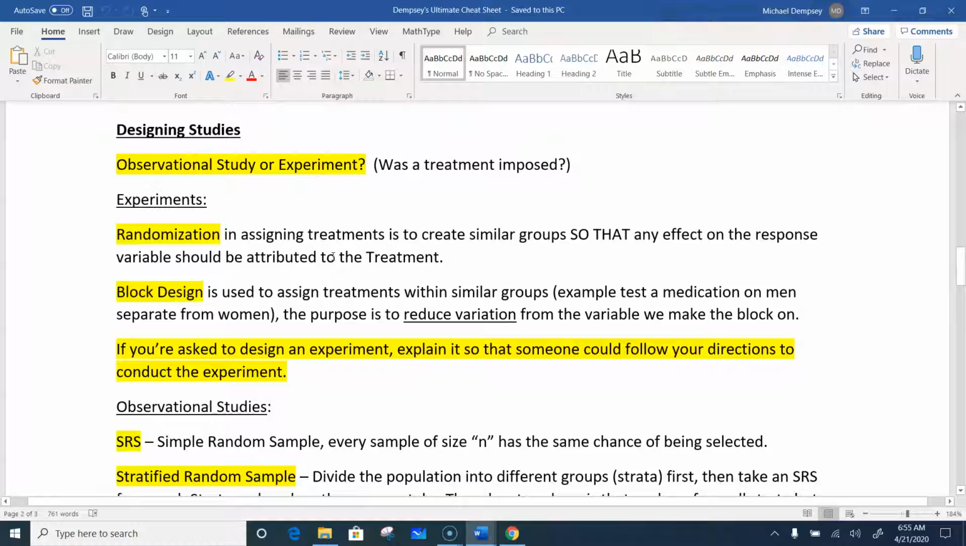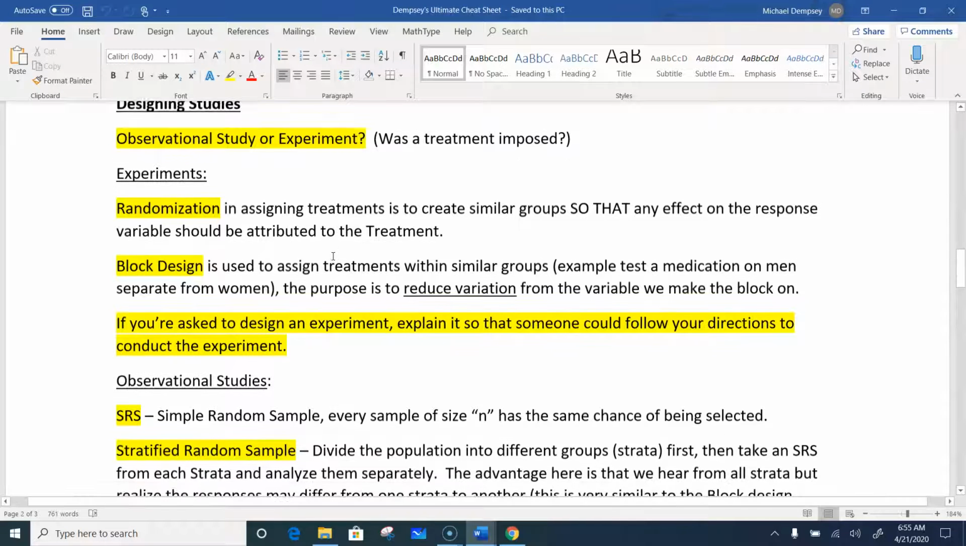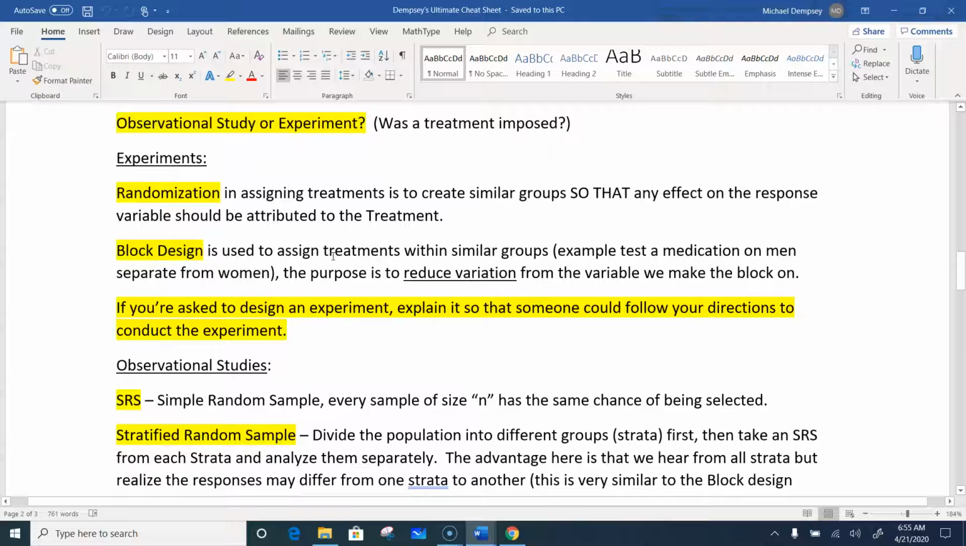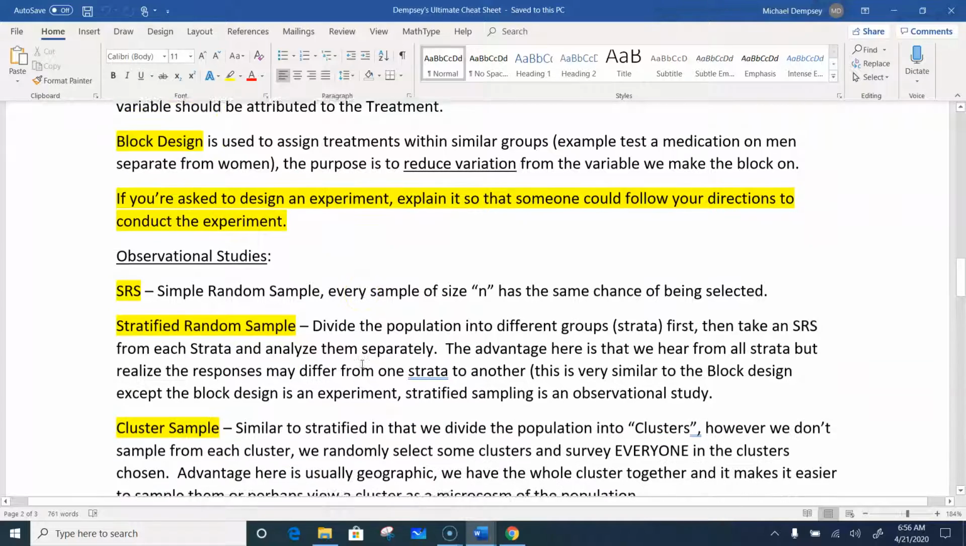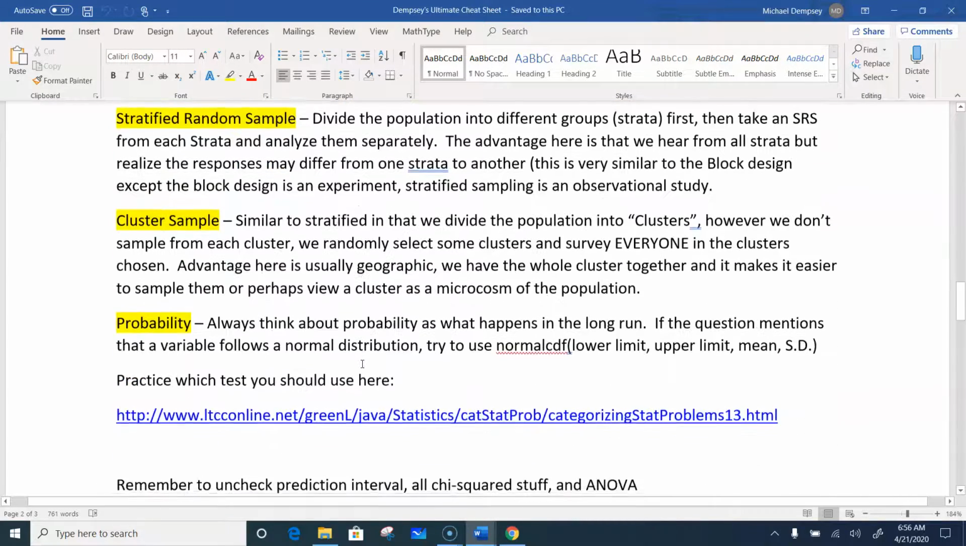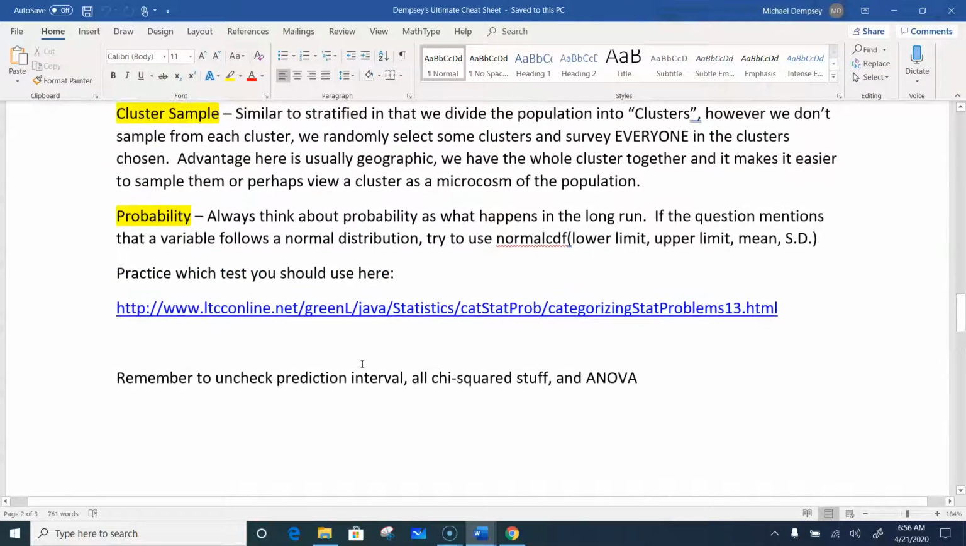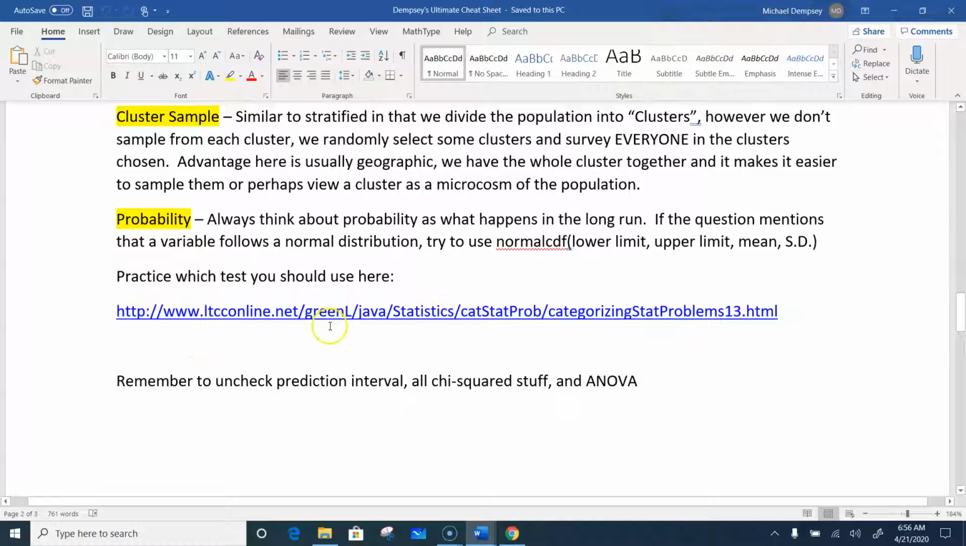With a scatter plot, you have two variables interacting. Designing studies for sure. Make sure we don't mix up whether something is observational or experiment. Experiments have their own language, right? We talk in these terms. Observational studies have a language as well. And then also, if you want to practice which statistical tests you can use, we have that web link there that you can practice and work on. And then just a reminder here of what to check and uncheck.